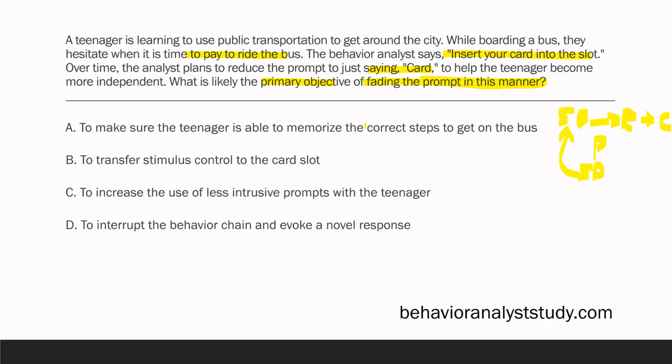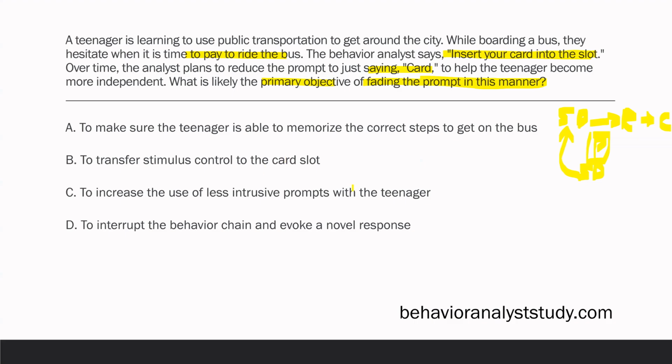That's not the objective of fading the prompt. We're also not going to use something like memorize when describing skill acquisition. B, to transfer stimulus control to the card slot. Yes, we are trying to transfer stimulus control from the prompt to the SD. In this case, the prompt is the verbal prompt, and we want the SD to just be that card slot. Time to pay, go ahead and pay, no prompt needed.